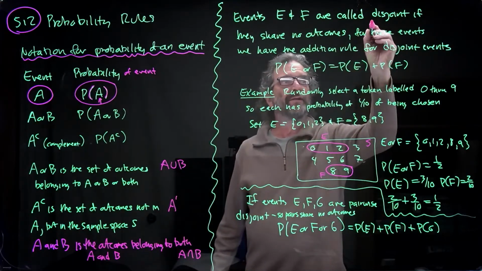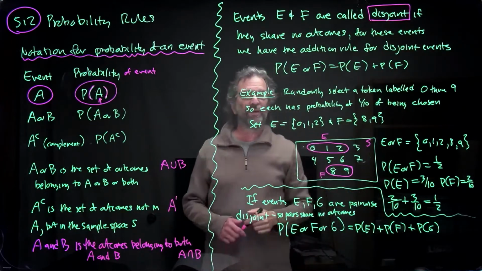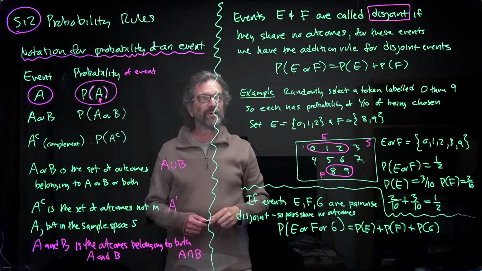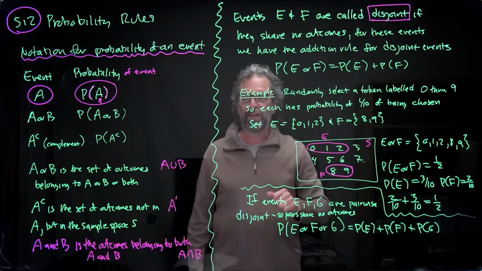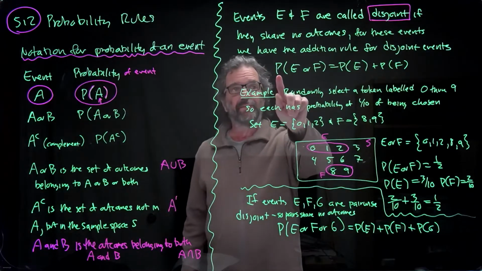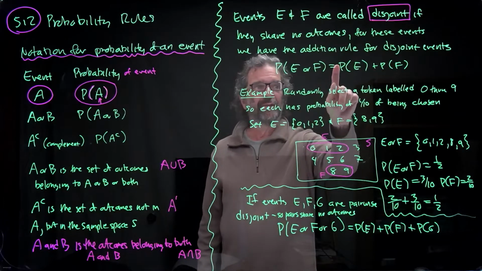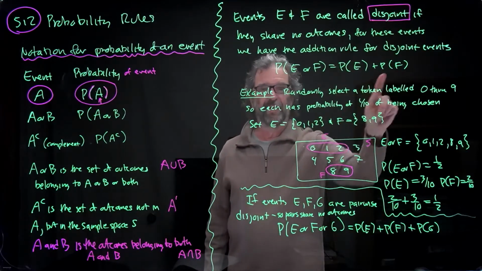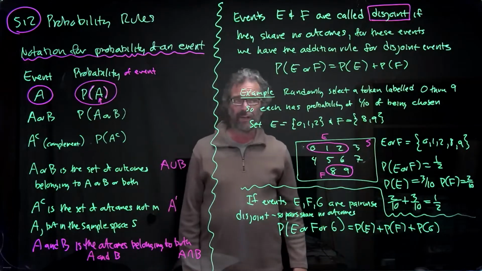We're going to be talking about disjoint events. They're disjoint if they share no outcomes. And for these types of events, we have the addition rule for disjoint events. Now we're combining these ideas together. The probability of E or F, if E and F are disjoint, is the probability of E plus the probability of F.